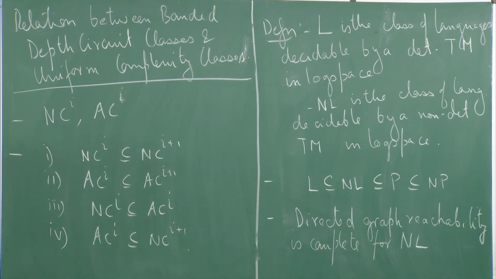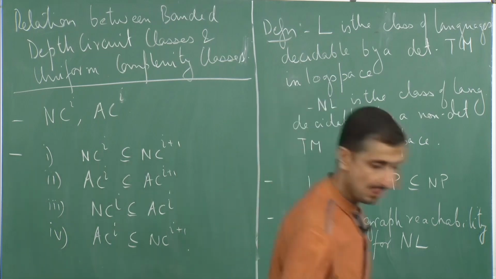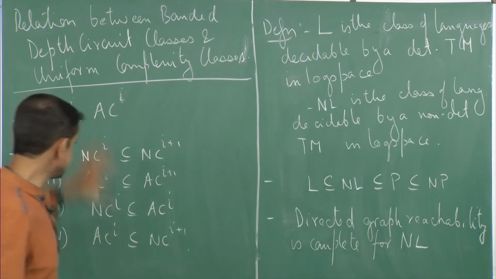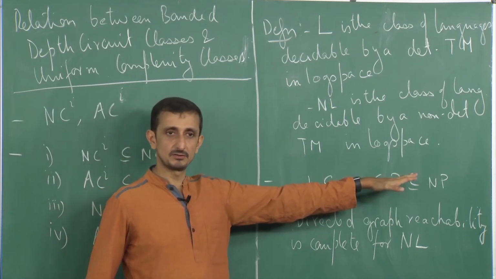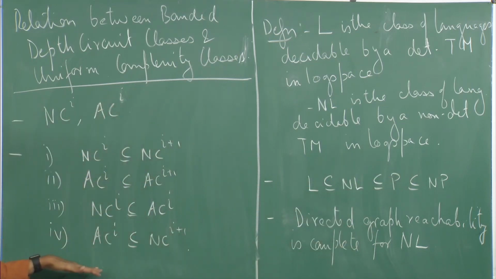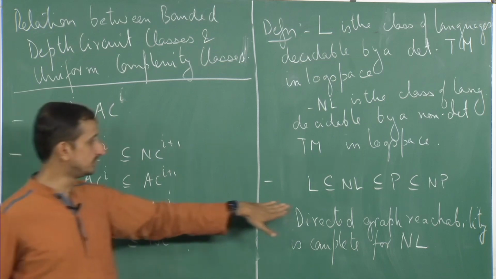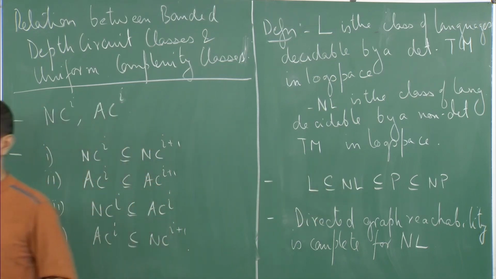Okay. So, what we will prove is the following: where do these classes sit with respect to these classes? What is the relation between these bounded depth classes with respect to these uniform complexity classes? So, I will come to that.